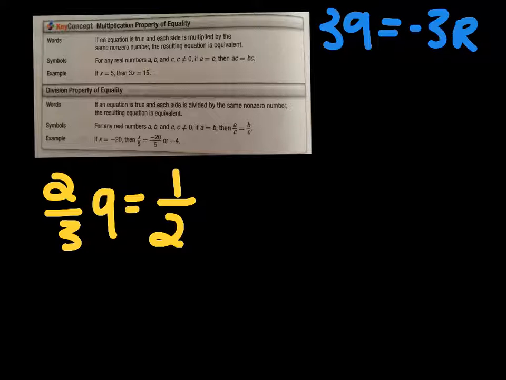Okay, and for division, if an equation is true and each side is divided by the same non-zero number, the resulting equation is equivalent. So if A equals B, then A divided by C equals B divided by C.